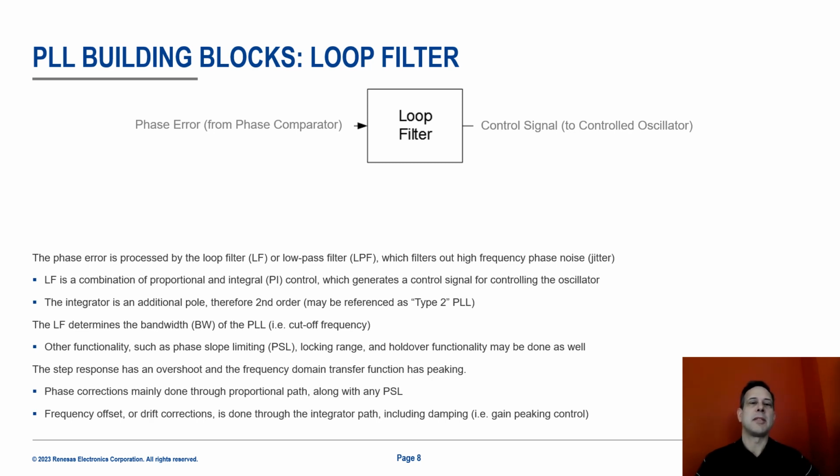The loop filter determines the bandwidth of the PLL, or the cutoff frequency. But other functionality may be contained in the loop filter, such as phase slope limiting, which limits the rate of phase change when you're tracking a clock. There could be lock ranging to determine what range of phase offset you will track a clock, or holdover functionality when you lose the input reference. The step response will have an overshoot, which is what the integrator is meant to dampen, which will try to limit what we call gain peaking or noise peaking onto the clock near the cutoff frequency.